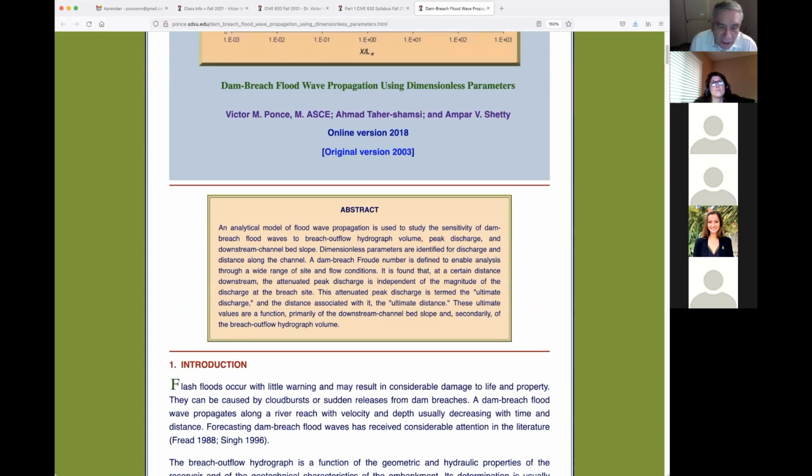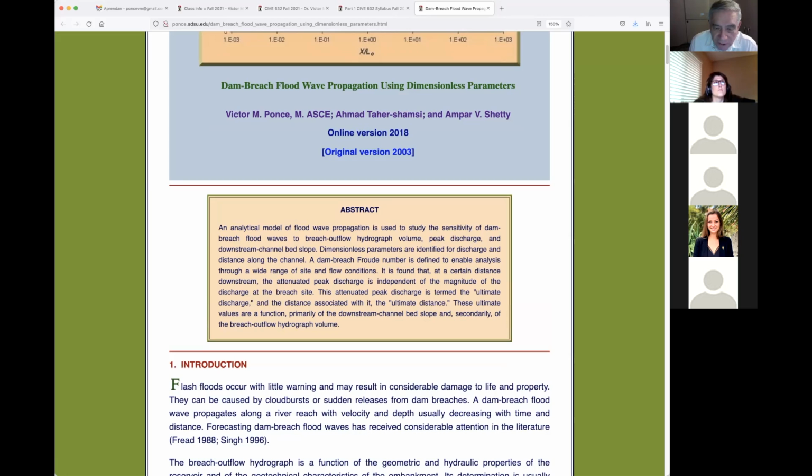We've got to go a little faster here, otherwise we're not going to finish. Analytical model of floodway propagation. I'm not going to get into the math here, I'm just going to show you the results. An analytical model of floodway propagation is used to study the sensitivity of dam breach flood waves to breach outflow hydrograph volume, peak discharge, and downstream channel bed slope using dimensionless parameters.